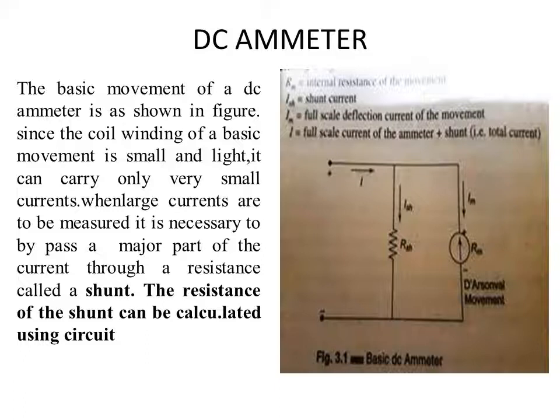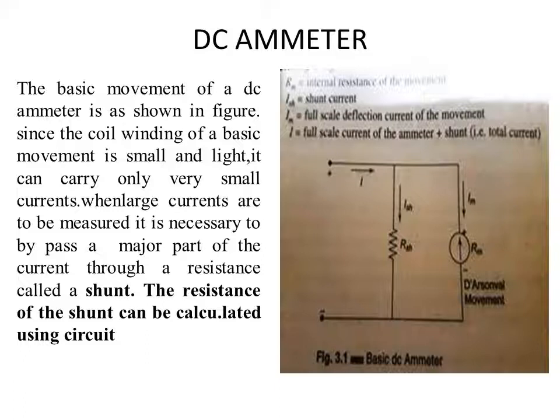So we can see in the diagram I is divided into ISH and Im. Here the pointer shows Rm, the internal resistance of the movement. So this is the basic movement of a DC ammeter as shown in the figure.